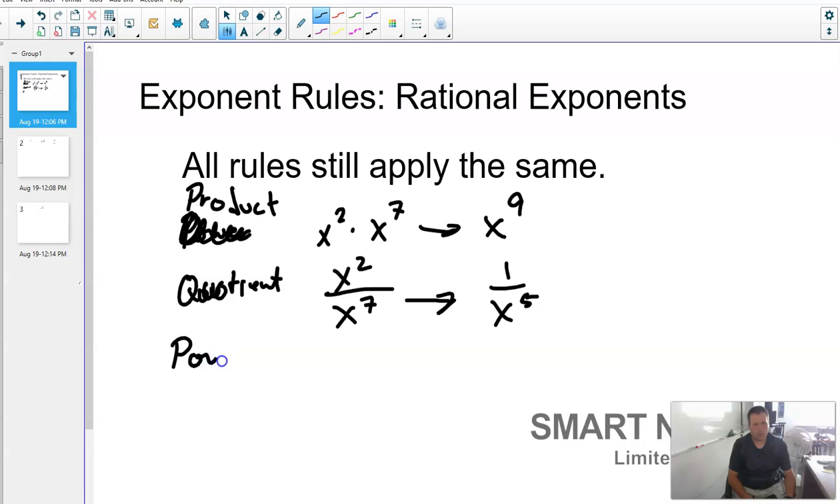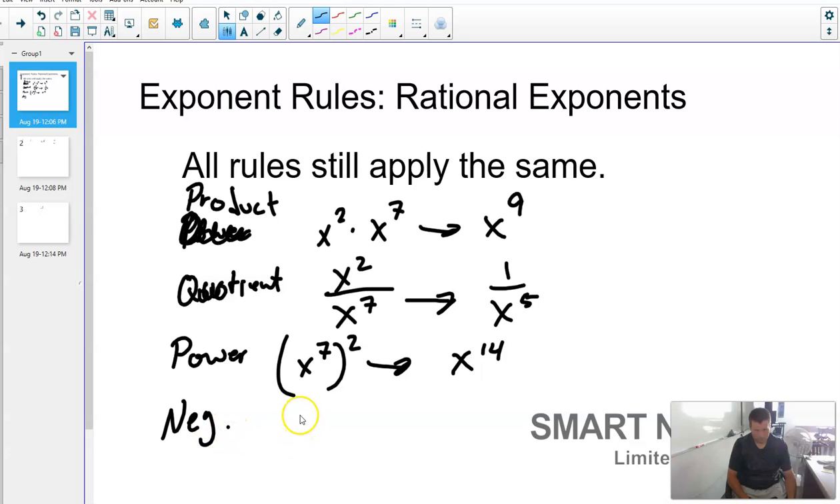Had my power rule, that was like x to the 7th, squared, which now I'm going to multiply, so I get x to the 14th. Don't forget your negative exponents. If you have a negative exponent, you flip it to the other side. So if I have x to the negative 3 all over y to the 4th, that would become 1 over x to the 3rd y to the 4th. Just flip that sucker down.